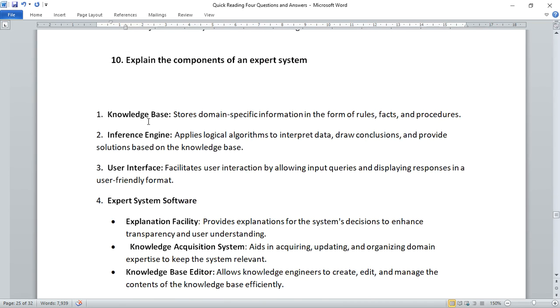Explain the components of an expert system. An expert system is a system that works like a human expert. So what are the parts of an expert system? We usually have the knowledge base. This is where actually the rules, facts, and procedures are stored. We have the inference. Inference is a conclusion. So if you are talking about an expert system, like a computer game, like chess, something like checkers.